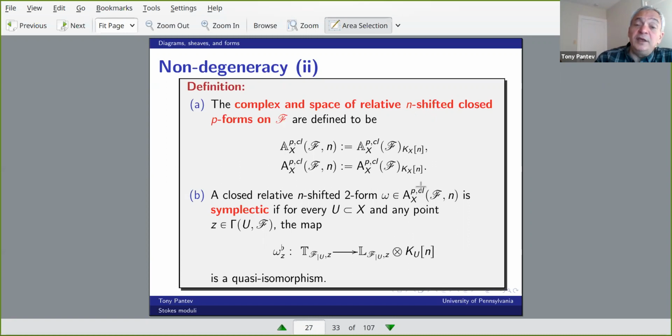It's symplectic if for every open and every section over that open, the corresponding contraction with it. So you pull back the tangent complex by the section, so that gives you a constructible complex of vector spaces on the open, on the base, and the form gives you a map to the pullback of the cotangent complex shifted by the dualizing complex, tensored by the dualizing complex shifted by n, and you want this to be a quasi-isomorphism. That's the non-degeneracy condition. So it's just saying that T and L are Verdier dual up to a shift.